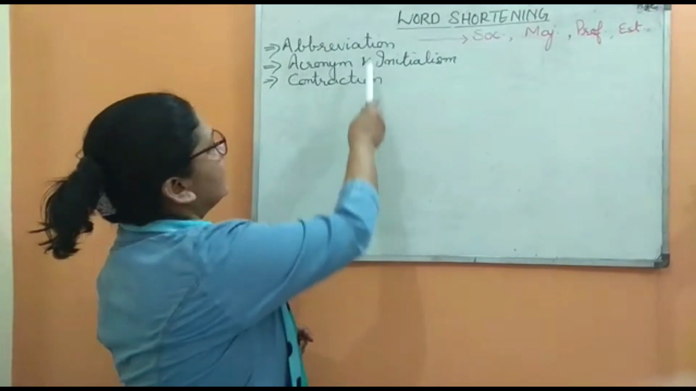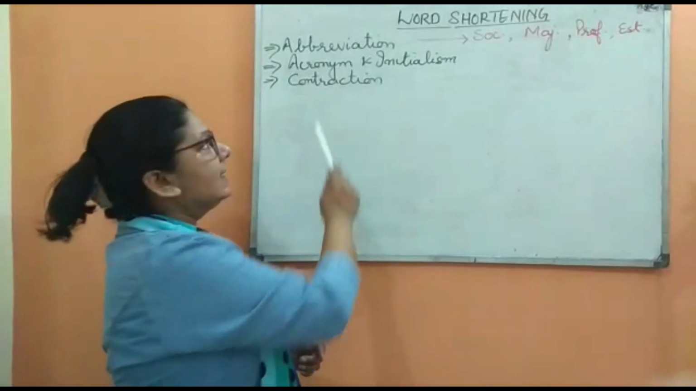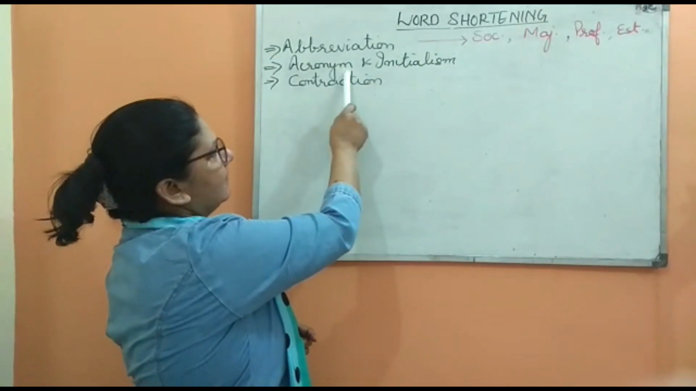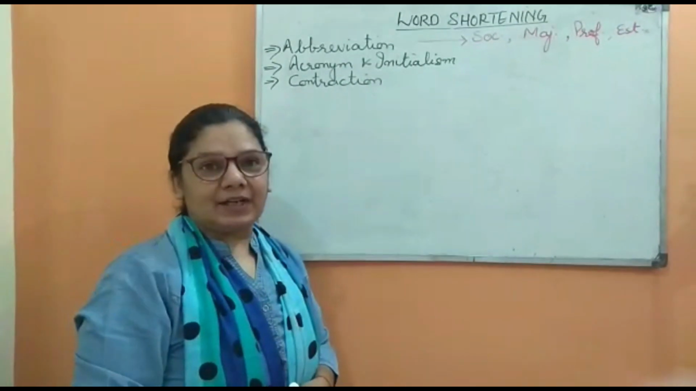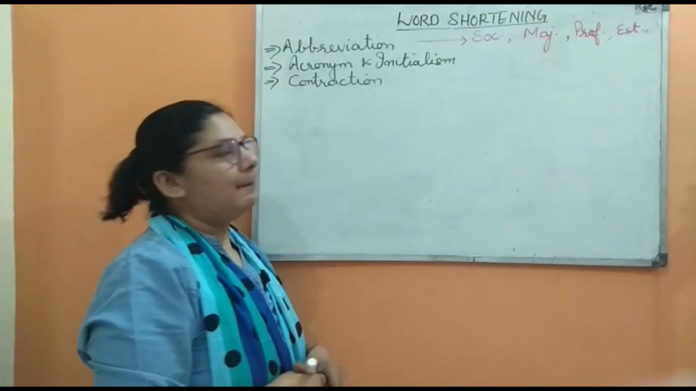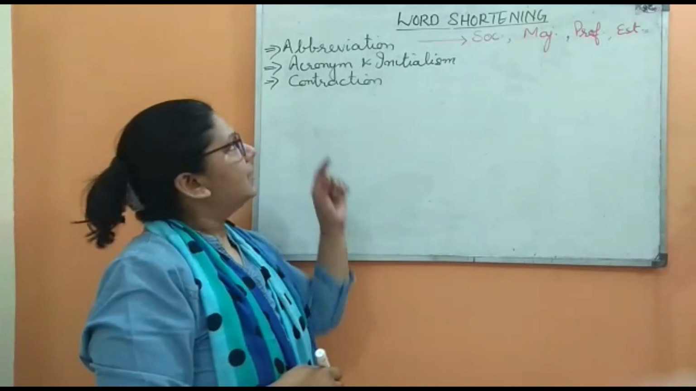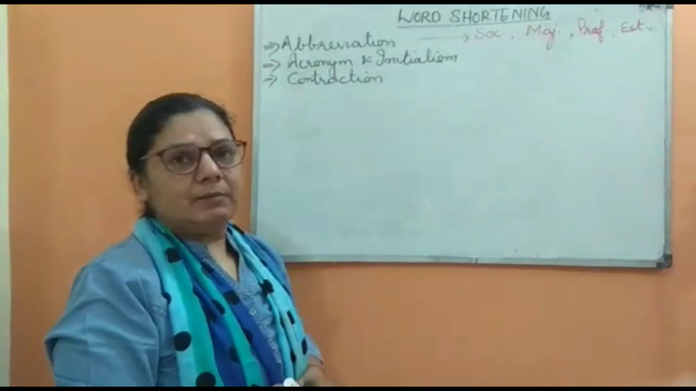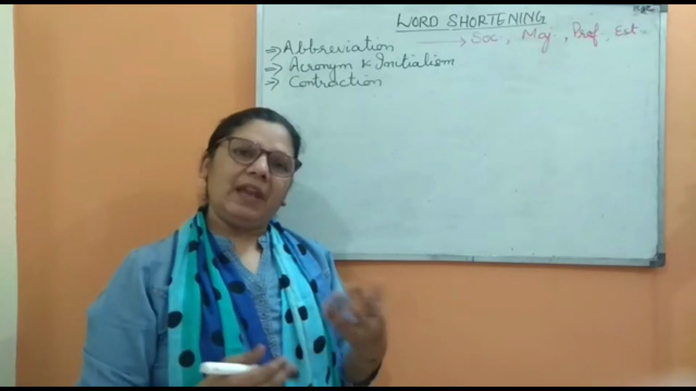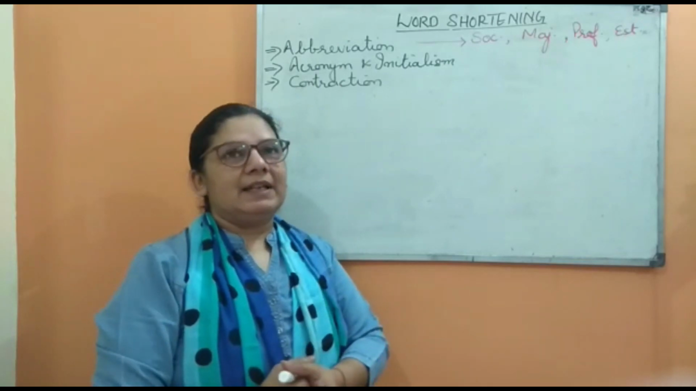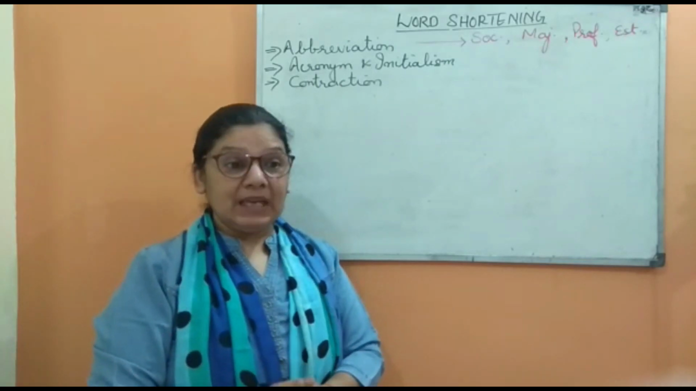The first one is abbreviation. The second one is acronym and initialism. And the third one is contraction. We will take them one by one. First of all, abbreviation. You must have heard abbreviation, that is the short form of any word. Like if I say Prime Minister, you will say PM.